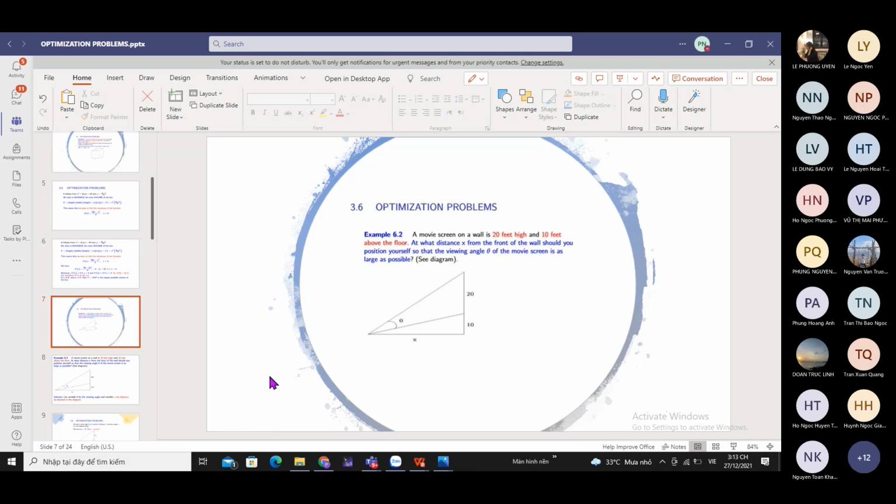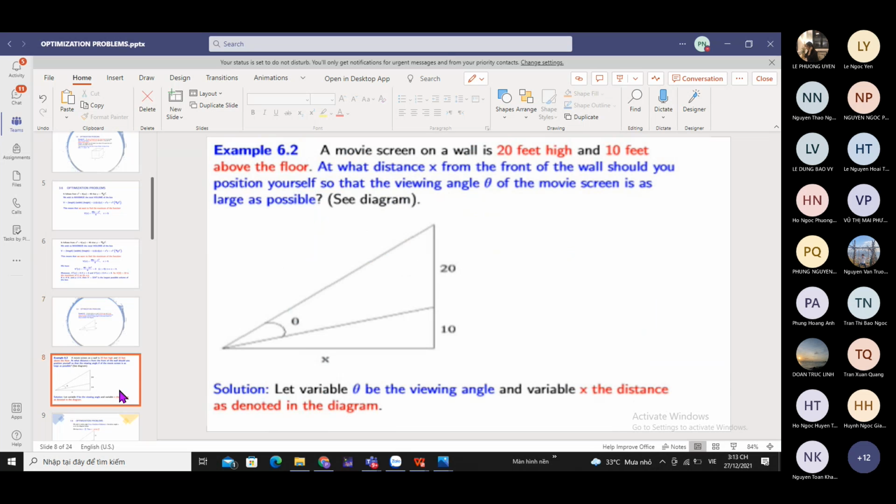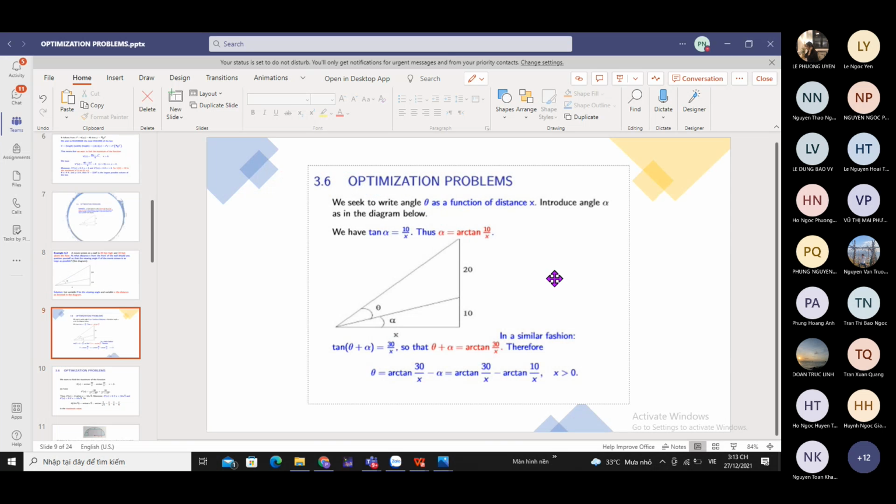Now, how to represent theta as a function of x? Okay. As you can see here, we introduce a new angle alpha. All right. So clearly, tan alpha gives you just 10 over x. It's clear, huh? And that's why alpha here is just tan inverse of 10 over x.